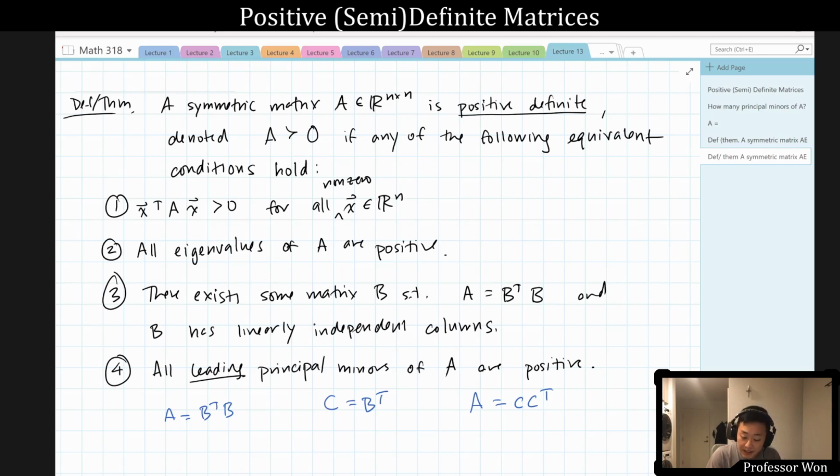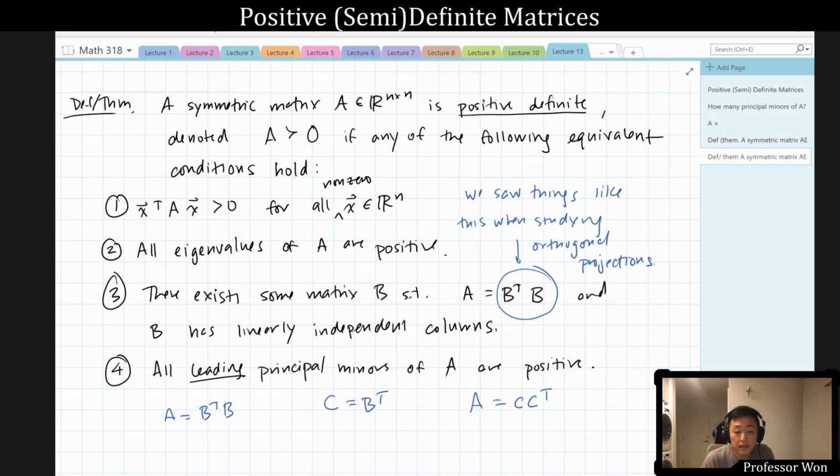Now another thing to remember is we've already seen matrices that look like B transpose B before. We studied things that look like this when we were studying orthogonal projections. And if you remember, that matrix that I circled is a square matrix. B could be a rectangle, but B transpose B is square. And we saw that if the columns of B are linearly independent, then B transpose B will be invertible. Go back in your notes and see. We actually did see that.